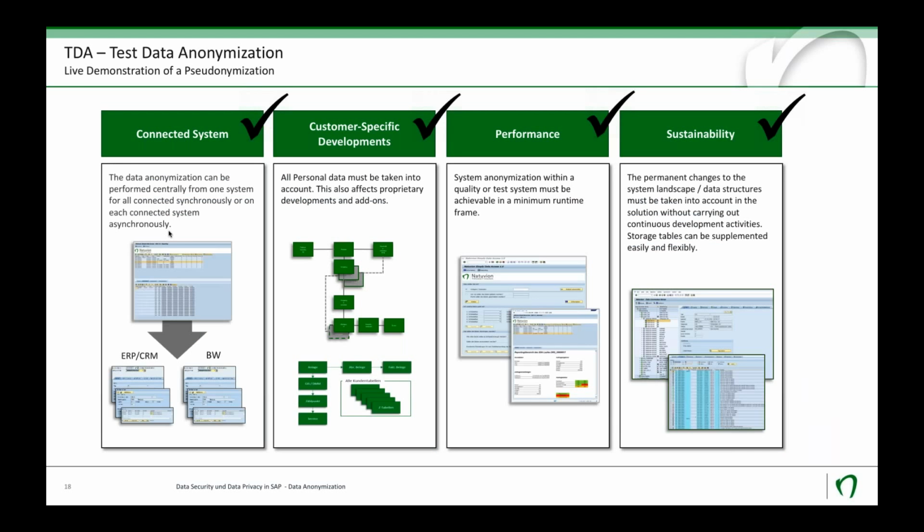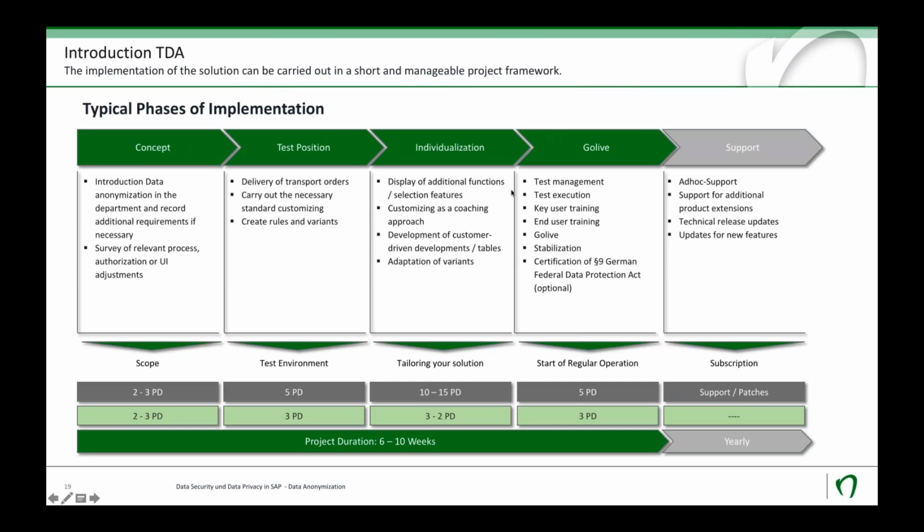All right. So as I mentioned, we have the connected systems. It's quite important that even the BW systems are included. I think this is a unique selling point of the TDA. We have the customer-specific development included, even with the identification of personal-related information in these customer developments and add-ons. We have really high performance based on native algorithms, and we have the sustainability that you are able in your own organization to extend and maintain the TDA without external help. I think these are really success factors when it comes to an anonymization software and concept.